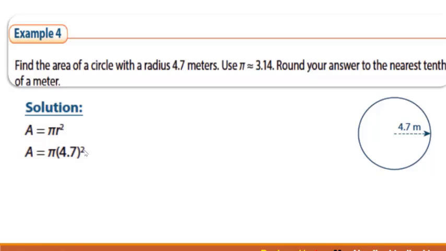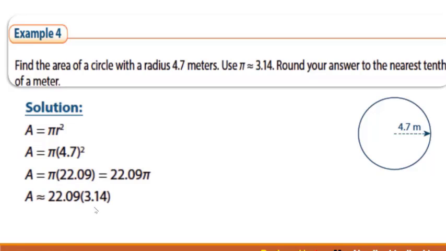But remember, power 2 in area. So I make this power 2 in my calculator or mentally, it's up to you. Then I multiply by pi. I remember pi is 3.14. So I multiply 22.09 by 3.14. And then I round the answer to the nearest one decimal place, 69.4, like this. This is my answer.